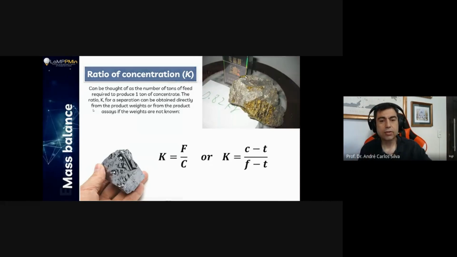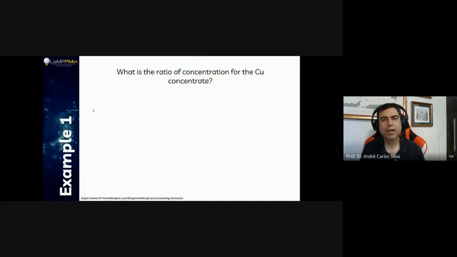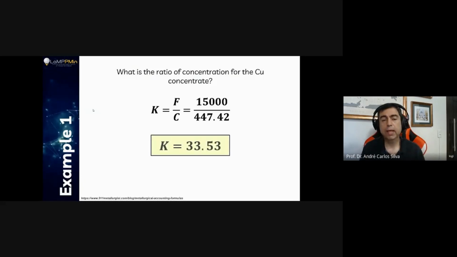Okay, so how about our copper concentrate? Is it possible to estimate the ratio of concentration? Of course, we have everything in hand to do this. We still have the same feed, the same concentrate. I'm just going to divide one by the other and take a look at this. We're not going to calculate this as a percentage. That's going to be a real number, a decimal number. And here we have something like 33. Our ratio of concentration would be 33.